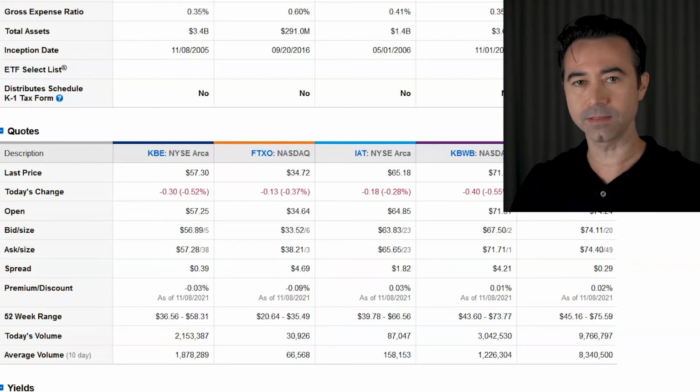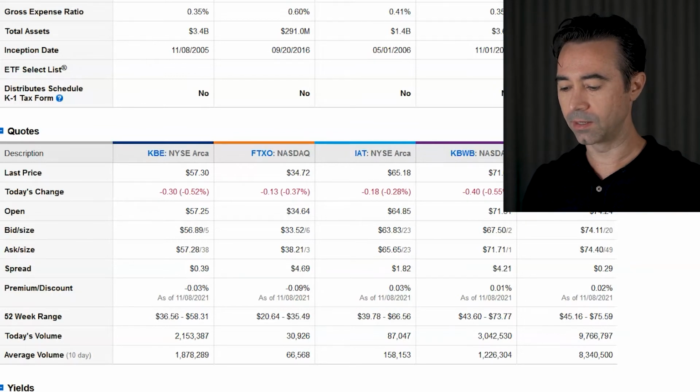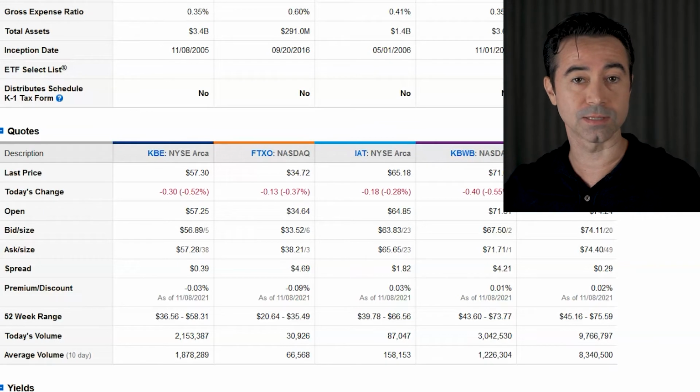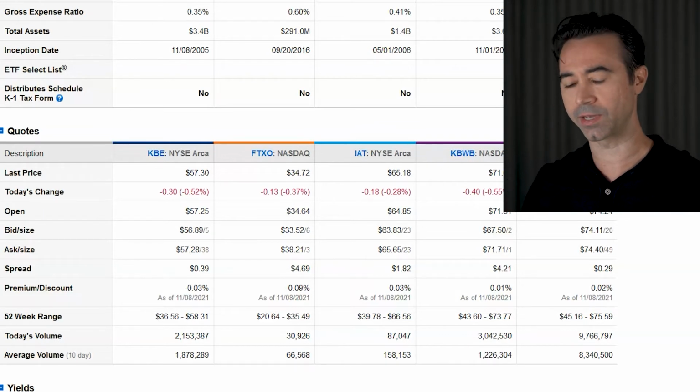So immediately when I'm looking at these things, I'd say, can I scratch off the FTXO and, let's say, even the IAT ETFs? I'm going to look at the returns and some other factors, but can I get rid of those? So that's what I'm going to try to look at first.